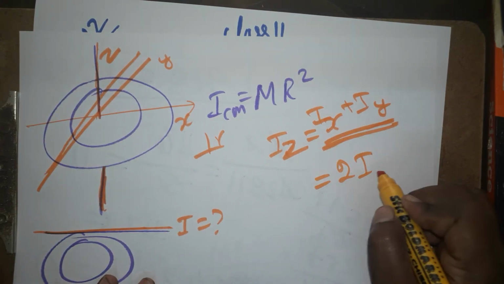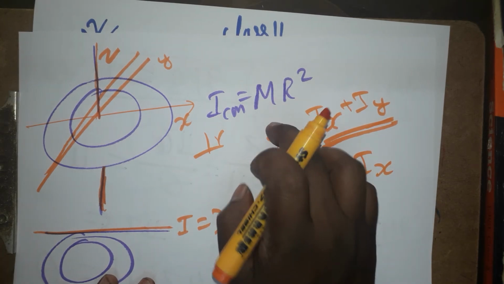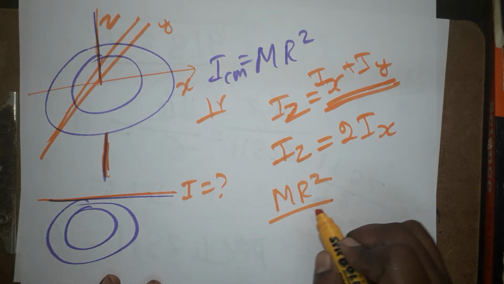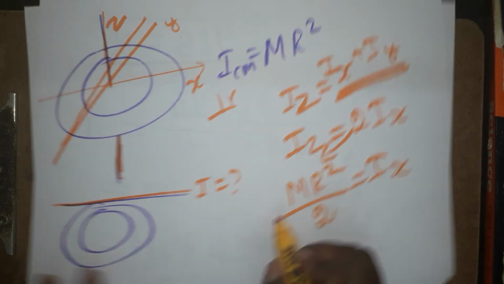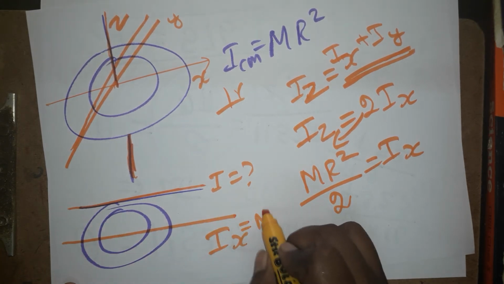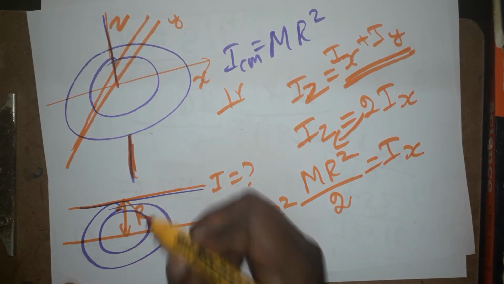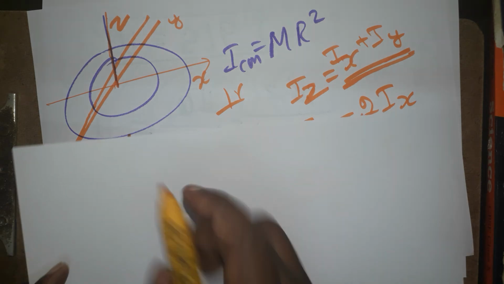So 2 times the inertia at the x axis is equal to Iz. I already told you the z value. So mr square divided by 2, bringing the 2 as a denominator, is equal to the inertia at the x axis. So now I have the inertia at the x axis equal to mr square divided by 2. Now these two are parallel lines, and the distance between them is r. Now you can easily calculate the inertia at the tangential line.